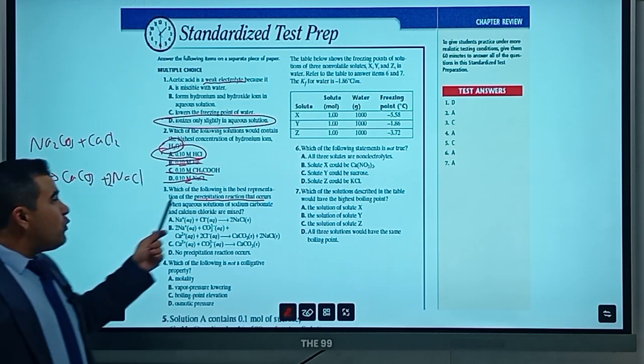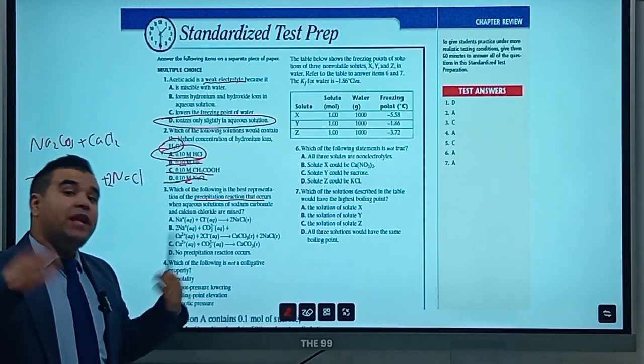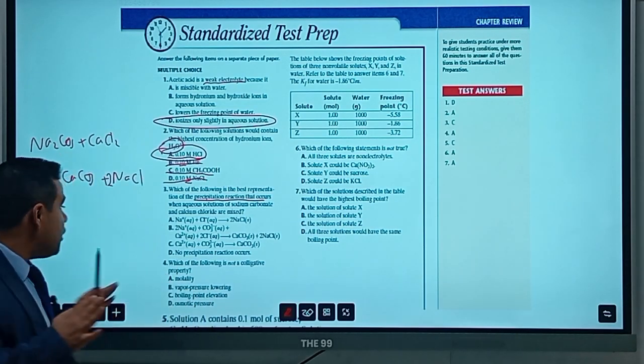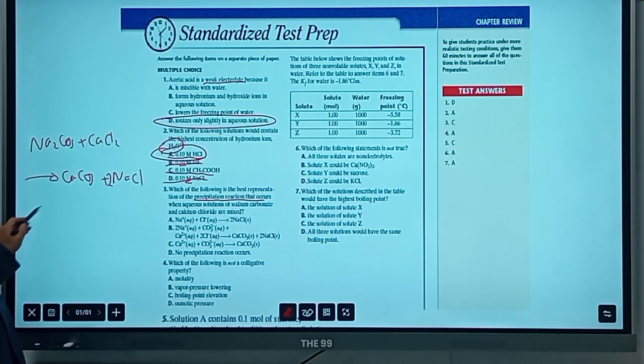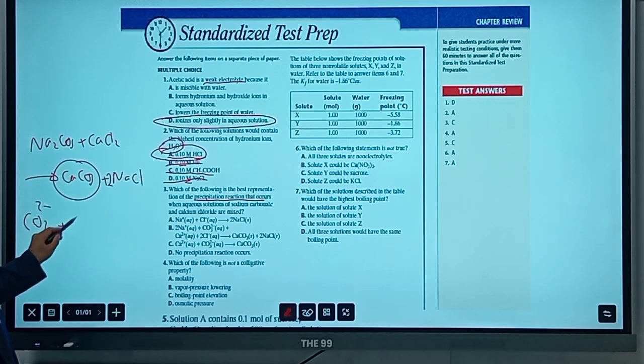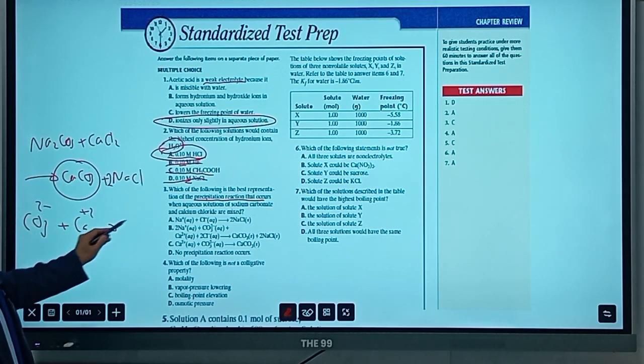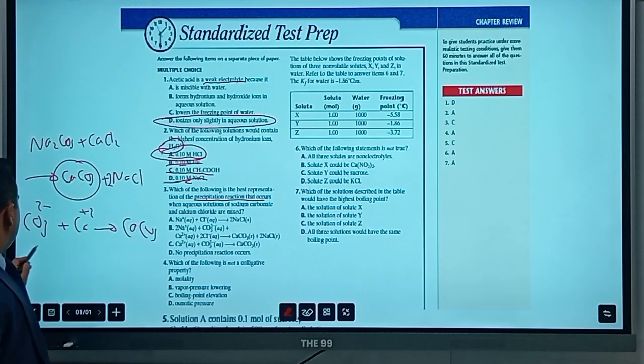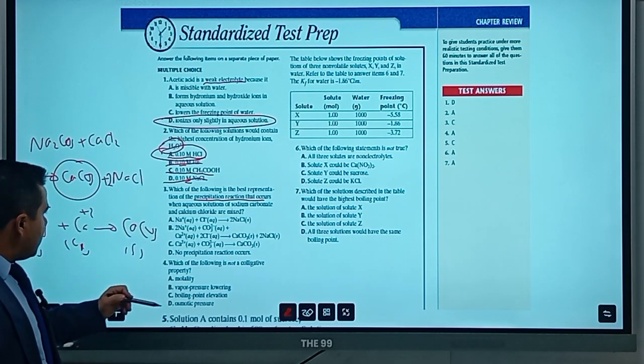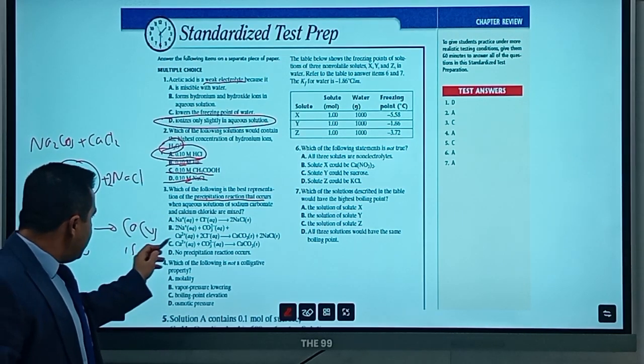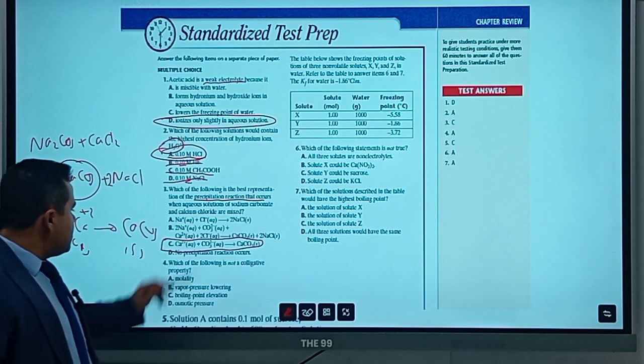It requires the precipitation reaction. Precipitation reaction means the net ionic equation. So the net is what? This is insoluble, you know that. CO3 2 negative plus Ca 2 positive will produce CaCO3. Of course, aqueous in the reactant and the precipitate in the product. So which one is in this form? The first one is not, the second is not, the third, C, is the correct answer.